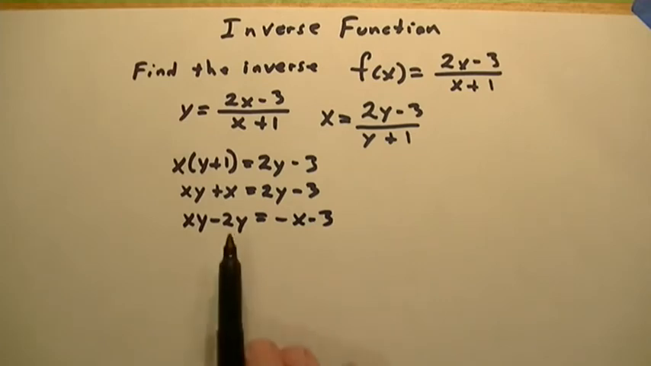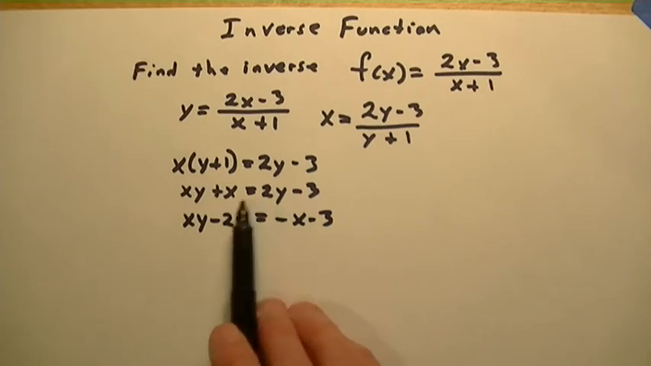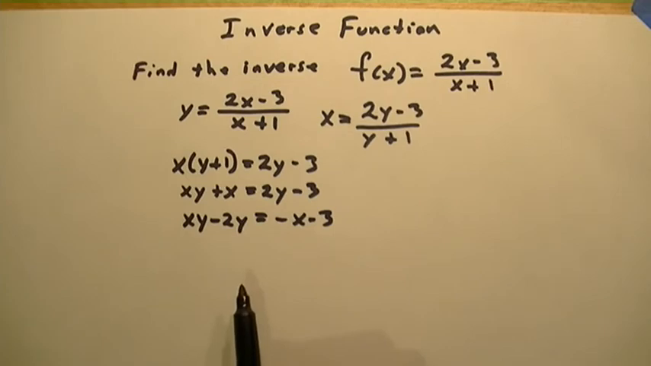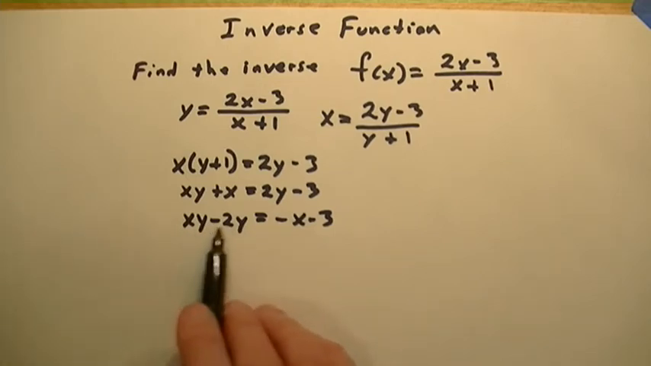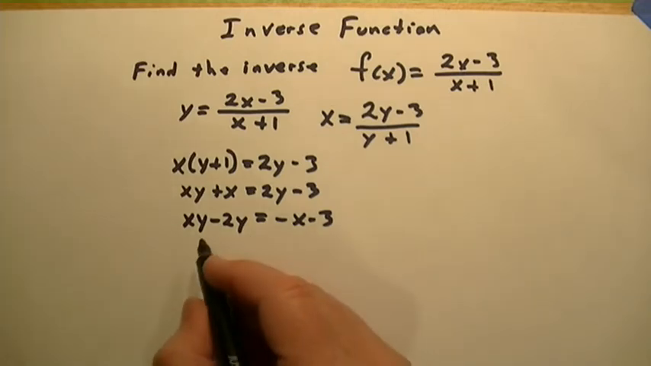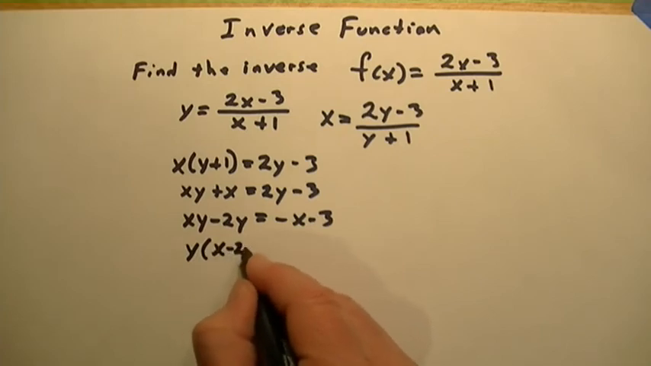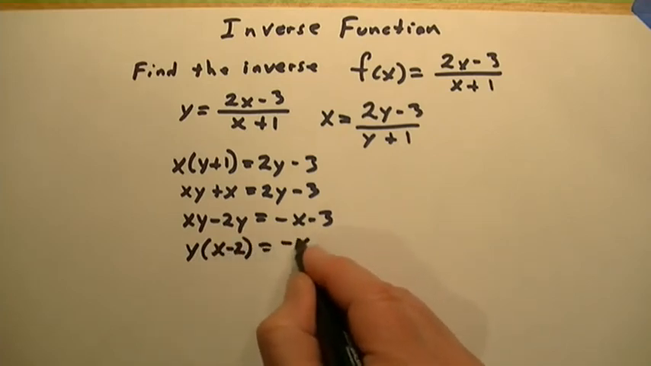Okay, so there were two steps being done here, subtracting the 2y from both sides, subtracting the x from both sides. Essentially these two terms just swapped places and changed signs. You can think of it that way. Okay, at this point I'm going to factor out a y over here, so now I'm down to a single y. I don't care how many x's I have. I need a single y on the left side of the equation. So this becomes y times (x minus 2) equals negative x minus 3.